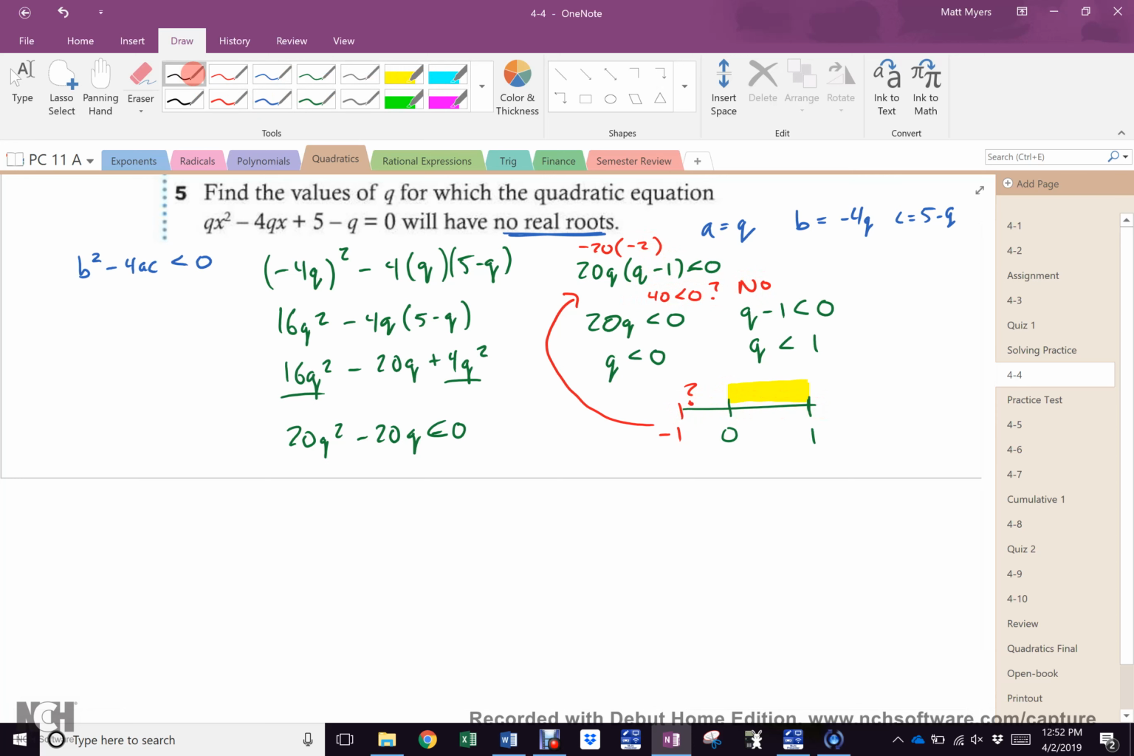And just to double check and show it, this is 1/2. It's in that highlighted spot, so it should work. So let's check. 20 times 1/2, and then 1/2 minus 1. Let's check if that's less than 0. 20 times 1/2 is 10. 1/2 minus 1 is negative 1/2. 10 times negative 1/2 is negative 5. Negative 5 is less than 0, so we know we're right. Sorry about that.